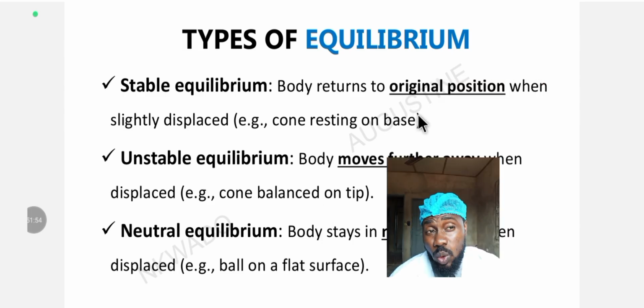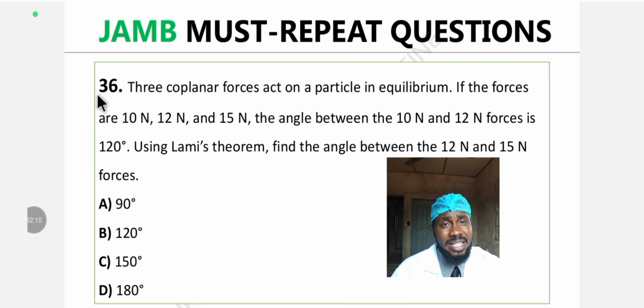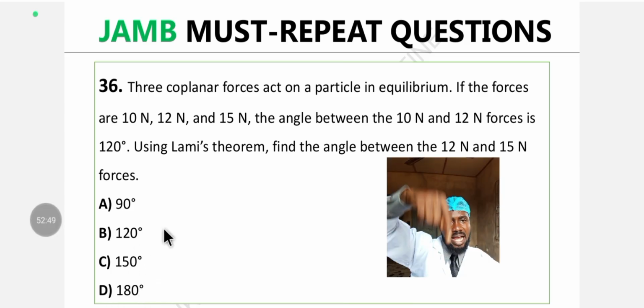Now that we have understood equilibrium, let's quickly test the knowledge we have acquired so far by taking some JAMB must-repeat questions. Question 36. 3 coplanar forces act on a particle in equilibrium. If the forces are 10 Newton, 12 Newton, and 15 Newton respectively, the angle between the 10 Newton and the 12 Newton forces is 120 degrees. Using Lami's Theorem, find the angle between the 12 Newton and the 15 Newton forces. A. 90 degrees. B. 120 degrees. C. 150 degrees. D. 180 degrees. What's the answer? Drop the answer in the comment section.